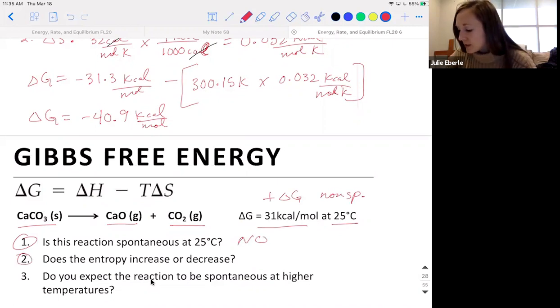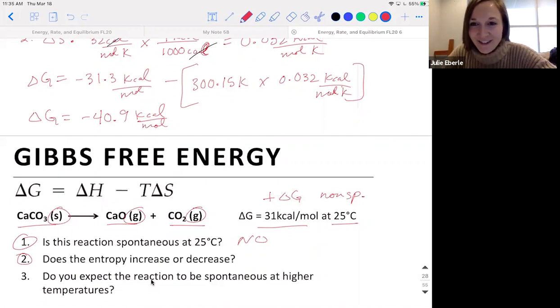Number two, does the entropy increase or decrease? In other words, is delta S positive if entropy is increasing, or is it negative, entropy decreasing? Well, look at your states of matter, solid straight to gas. We know gases are the most disordered. So Kendall said delta S is negative here. Sorry, no. Disorder is increasing. So we have a positive delta S here, not negative.